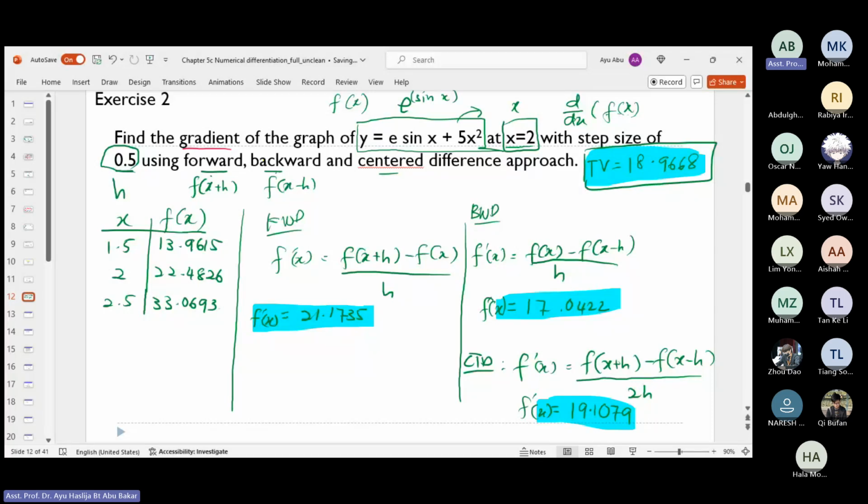If, let's say, the true value you get is 18.9, but in your calculation you get something like 50, then something is wrong with your values. Check back your values. Okay, can, easy right? Any question before we proceed?